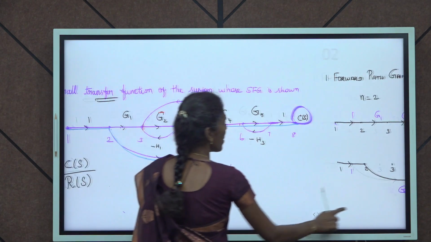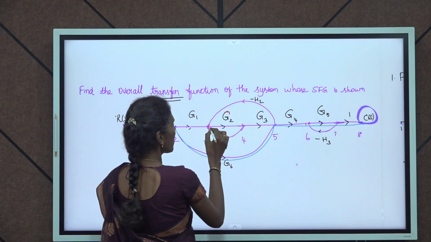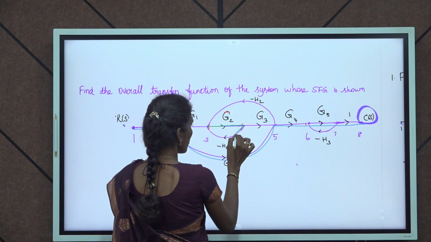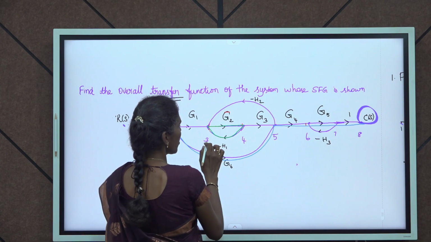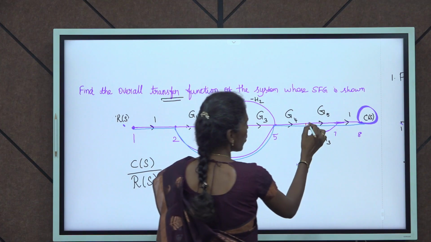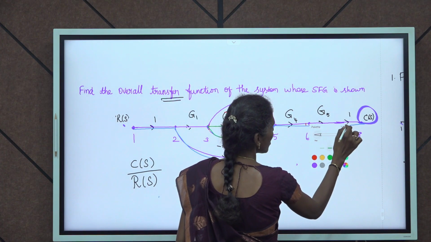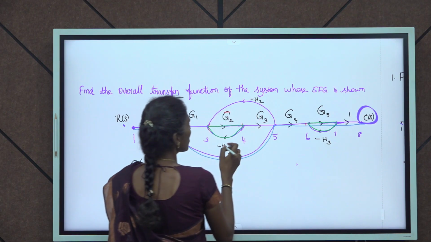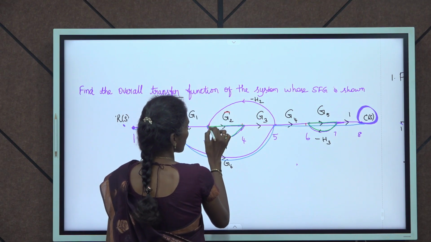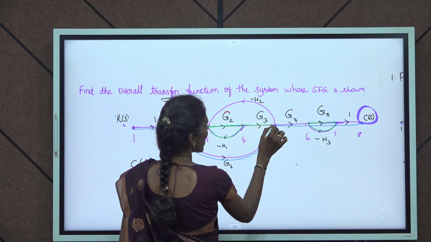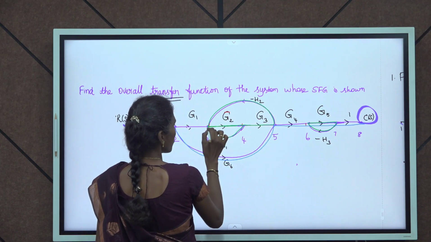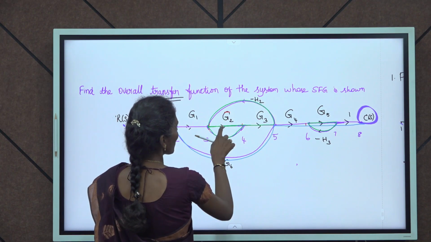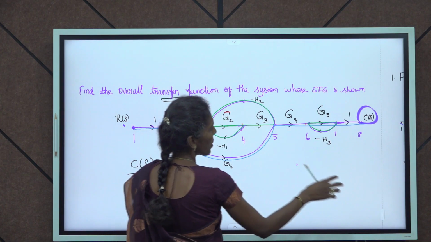So look at the problem. How many loops are here? Here the first loop is G2 into minus H1, that is traveling the node 3 and 4. And the second loop is traveling from 6 to 7, that is G5 into minus H3. And the third loop is starting from G2, G3, and then it is fed back to the node 3. So the path gain is G2, G3, and then minus H2.